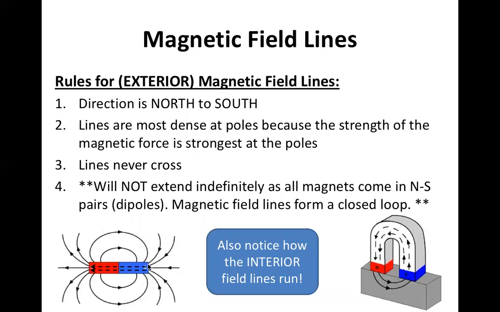North side of the magnet to the south side of the magnet. The lines are most dense at the poles because the strength of the magnetic force is strongest at the poles. Lines never cross. Actually, going back to number 1, we talked about how that was different with the different fields chapters. Number 2, lines are most dense at the poles.